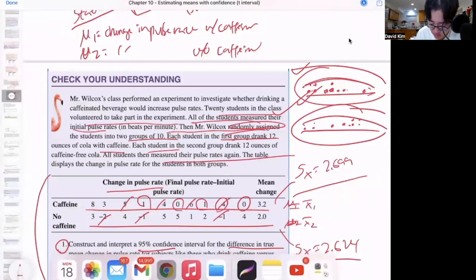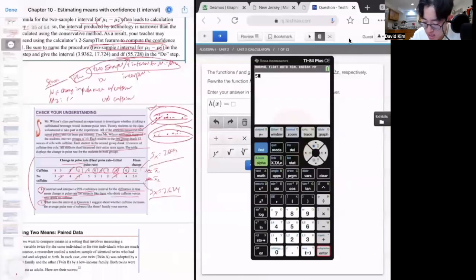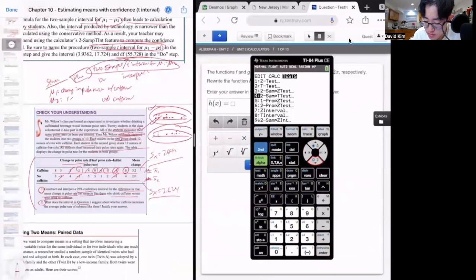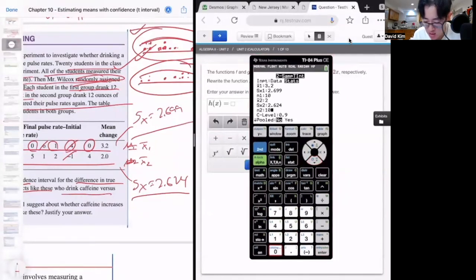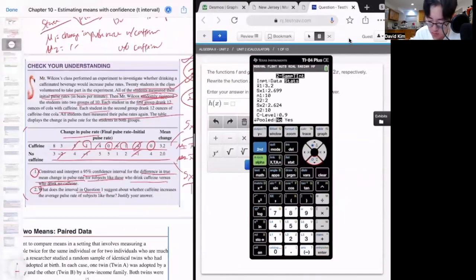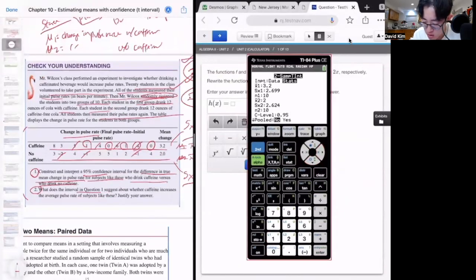Then we're going to do the stat test, the 2 sample t interval, and we're going to put in stats here. The mean is 3.2 for the first mean, standard deviation 2.699, and sample size is 10. This one is 2.624, and the sample size is 10. The confidence interval they asked me to do is 95. For pooled, please just press no. We're going to talk about that in chapter 11. Press calculate, and there we go.